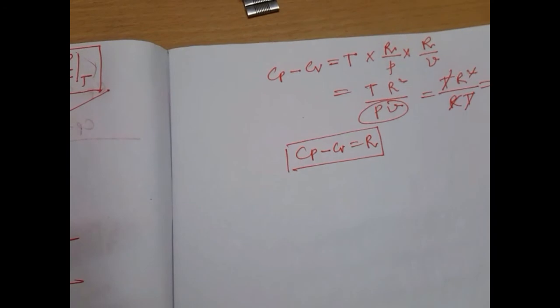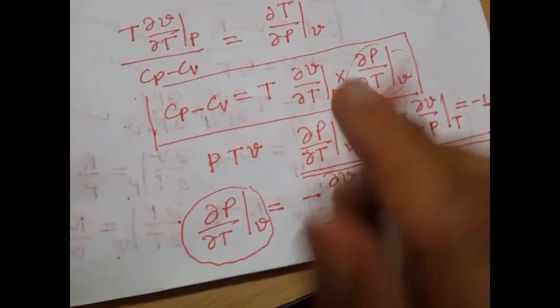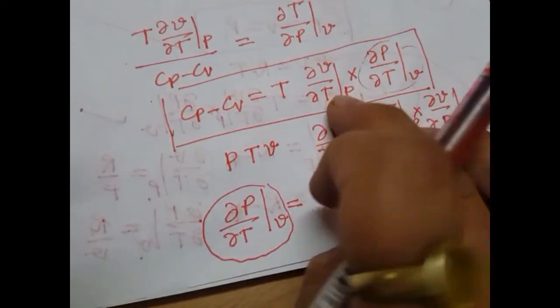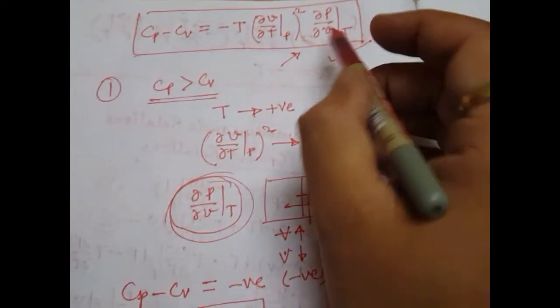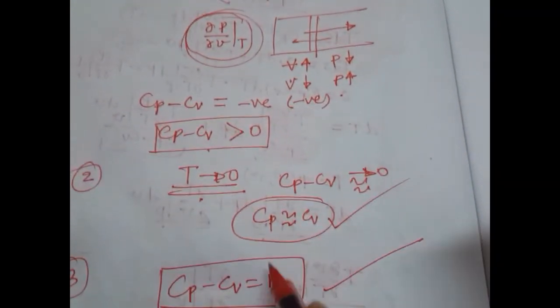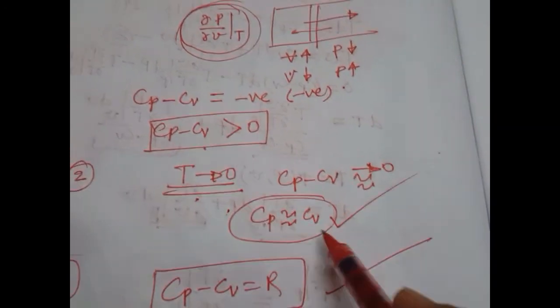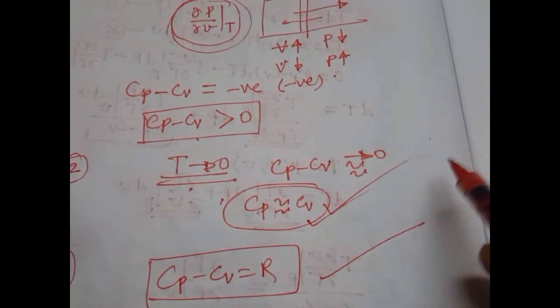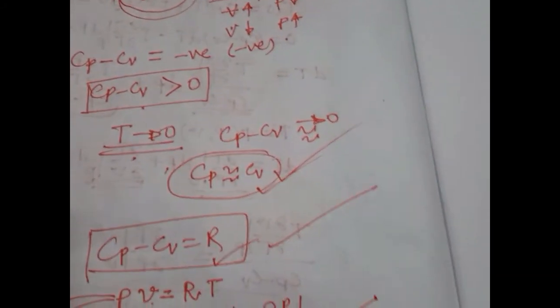So friends, in this lecture we have derived the first TdS relation, and with the help of this TdS relation we have derived the second TdS relation. We have shown that Cp is more than Cv. We have also shown that at absolute zero temperature Cv and Cp become equal, and for an ideal gas Cp minus Cv is equal to R.